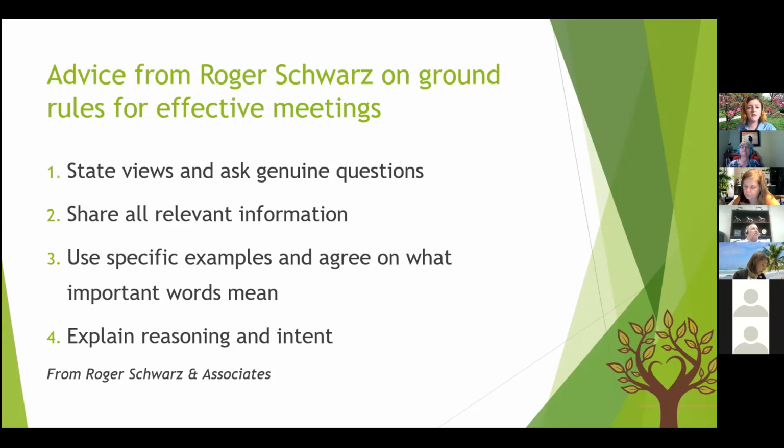Then the fourth one is to explain your reasoning and intent. I know that we just did that brainstorming activity and we weren't really explaining our reasoning and intent during that. That's not really the point of brainstorming activities, but in a discussion, in a conversation, you want to explain your reasoning and how you reached your conclusion so that other people can understand your reasoning and be able to see your perspective a little bit better. Does anybody have any other comments about how they see these behaviors play out in meetings?